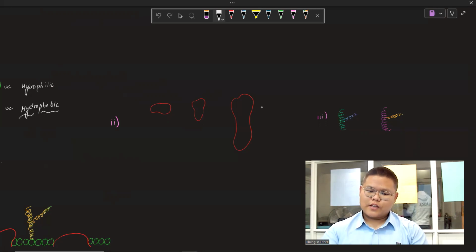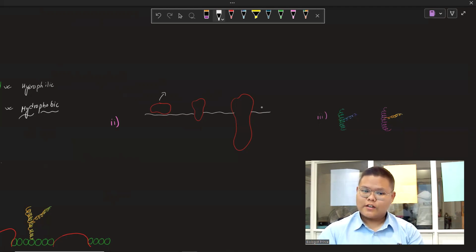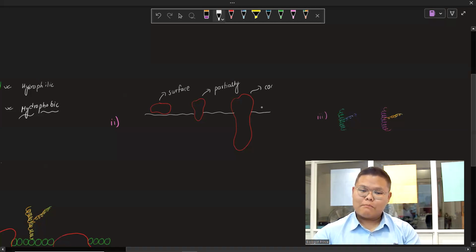Okay, so you are seeing here, if I'm drawing a layer here, what you can see is that this protein is present on the surface of the layer. I mean to say it is present on the surface, right? Whereas this one is partially embedded inside, and this one is completely embedded inside that layer, right?